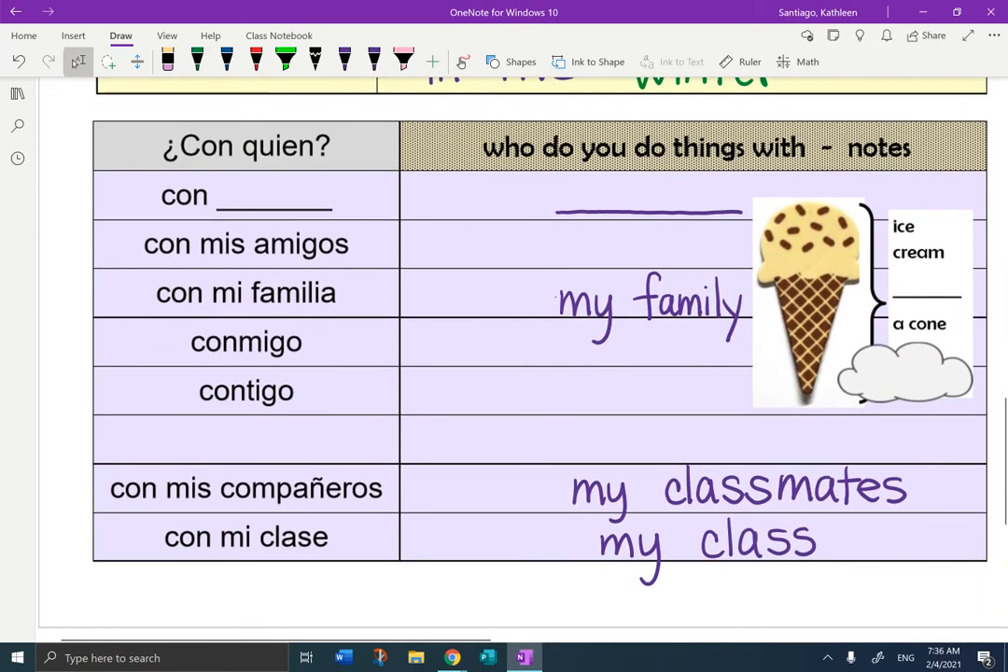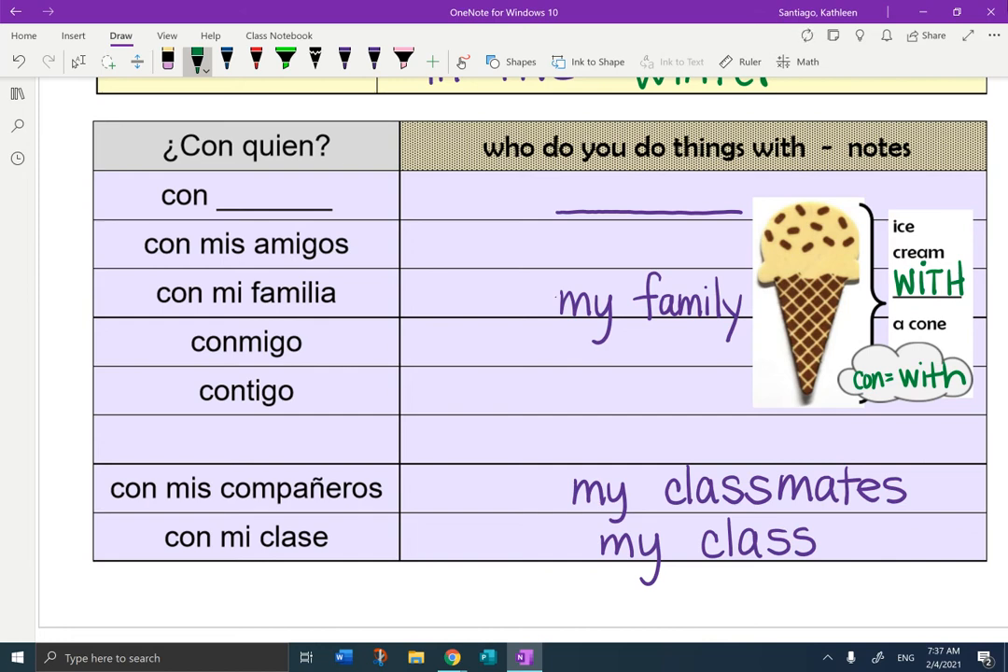Now we're going to talk about who do you do it with. Okay, well, the first thing we need to look at is here on the side. I like to remember the word cone. If you notice, all of these start with cone. So I eat my ice cream with a cone. Okay, cone means with, right? So cone in Spanish, cone is with.